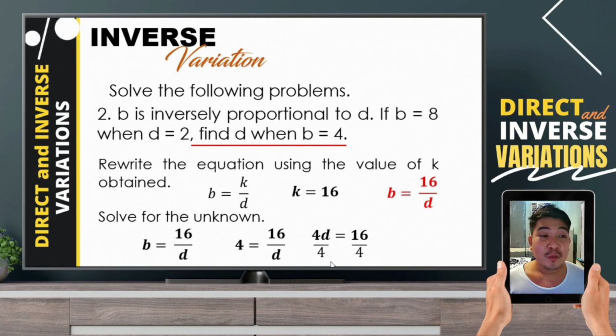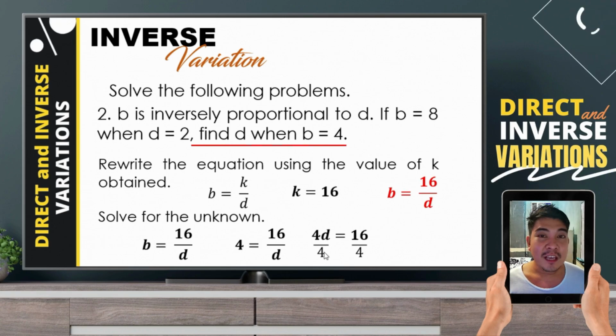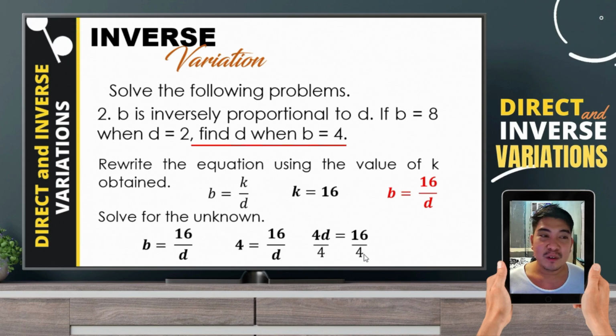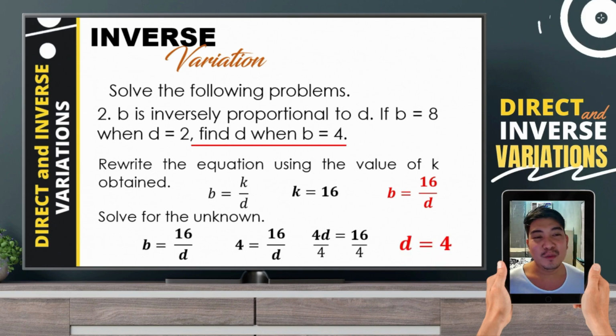We just need to divide both sides by 4 to get the value of d. 4d divided by 4 is d. 16 divided by 4 is 4. So, therefore, the value of d is equal to 4.